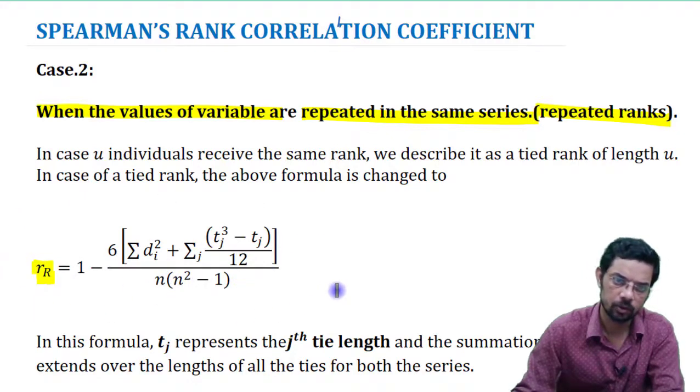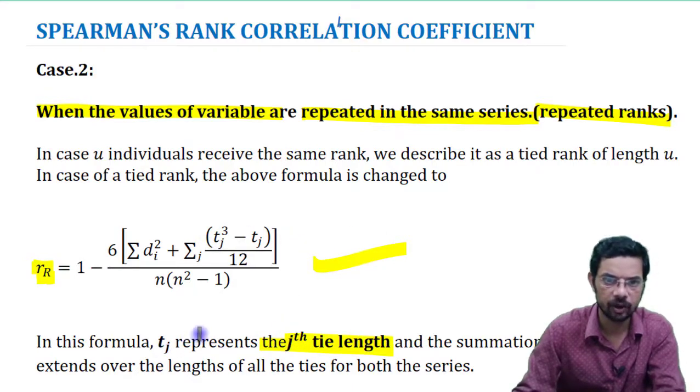Okay, you can just look at this formula, and this is the formula which will be used. It will be used where tj is the jth tie length, the length of a tie. Tie means a repeated rank. If there is a repeated rank, we say there is a tie between two people.